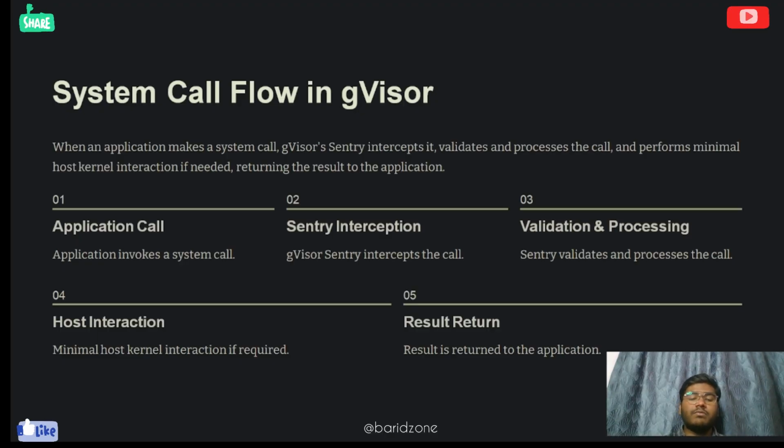When an application makes a system call, instead of going directly to the host kernel, it is intercepted by gVisor. Then Sentry validates the request, checks permissions, and processes the call. Some calls are handled completely in user space, while others are forwarded in a controlled manner to the host kernel. This design reduces the kernel attack surface and prevents malicious applications from exploiting kernel vulnerabilities.